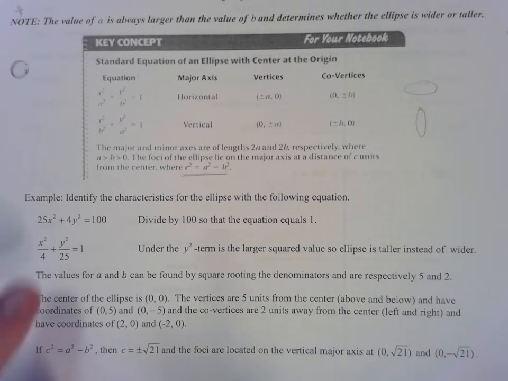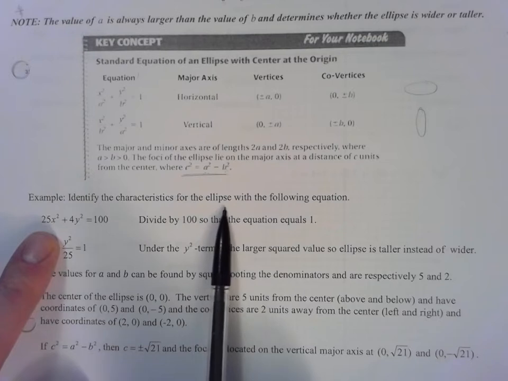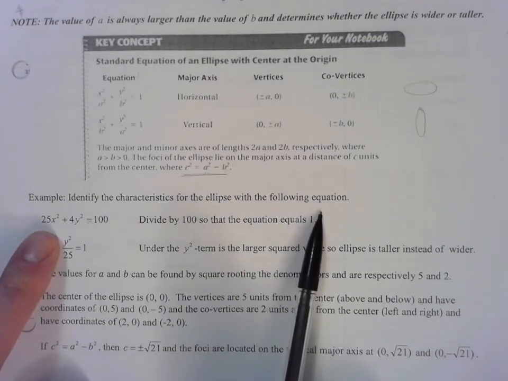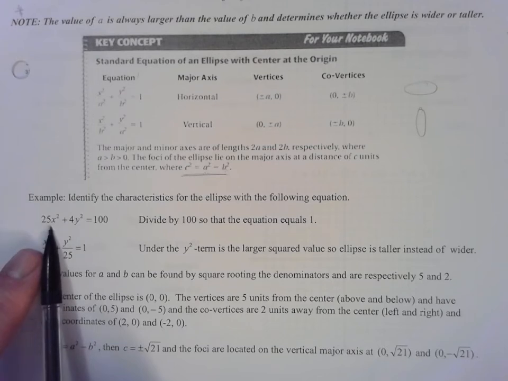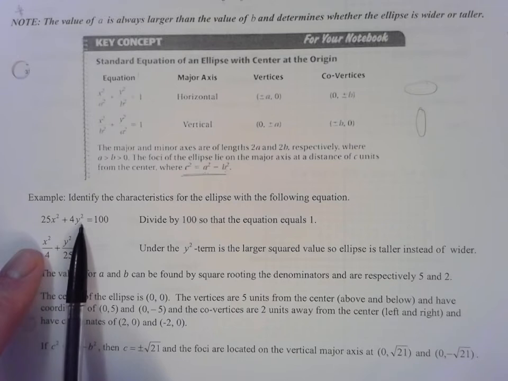Getting towards the end at the bottom of this page, there's one numerical example that we can take a look at. It says, identify the characteristics of the ellipse with the following equation. Now, I'm not even sure why they know it's an ellipse. I do think that it could either be an ellipse or a circle. From what I know, parabolas only have an x squared or a y squared, not both.